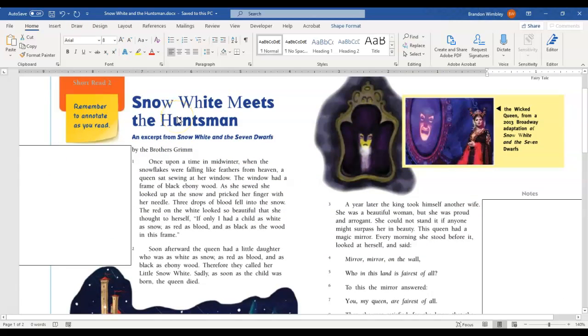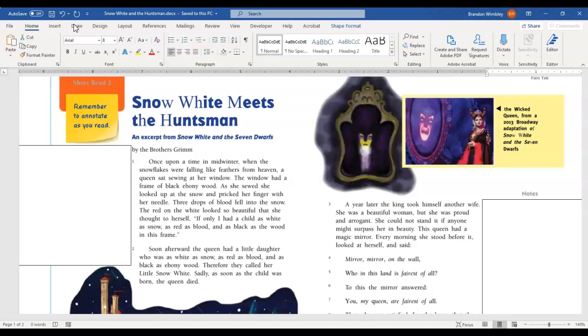So, Snow White meets the Huntsman. An excerpt from Snow White and the Seven Dwarfs by the Brothers Grimm. Once upon a time in midwinter, when the snowflakes were falling like feathers from heaven, a queen sat sewing at her window. The window had a frame of black ebony wood. As she sewed, she looked up at the snow and pricked her finger with her needle. Three drops, ooh, there's that magical number three. Three drops of blood fell into the snow. The red on the white looked so beautiful that she thought to herself, if only I had a child as white as snow, as red as blood, and as black as the wood in the spring.